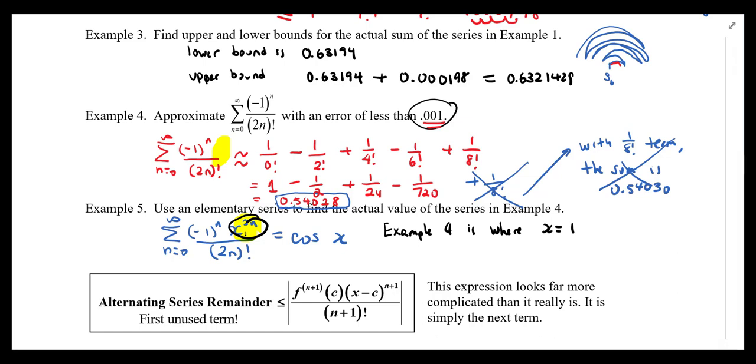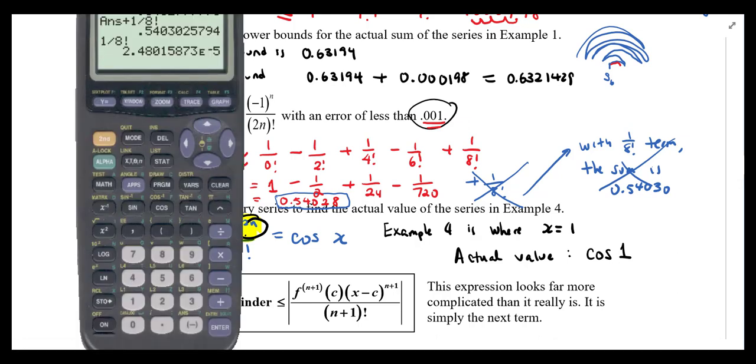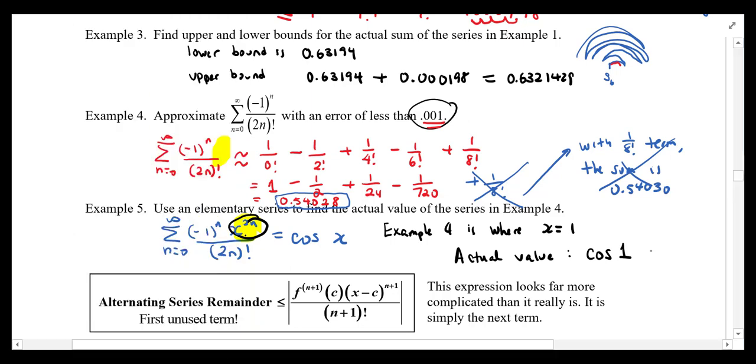So in essence, I'm asking you really here, what is the actual value? The actual value of the series in example number 4 is actually cosine of not x, but cosine of 1. And if you put that into your calculator, cosine of 1, you get 0.54030. Pretty close. Actually, 1 over 8 factorial would have given me an answer that was correct to 5 decimal places. But hey, still pretty good.